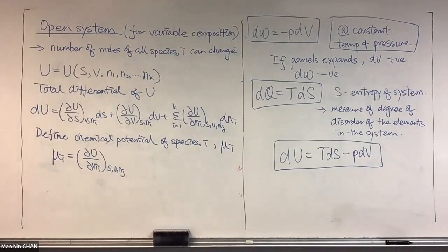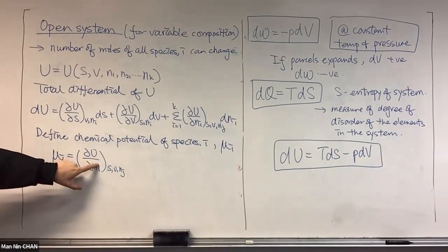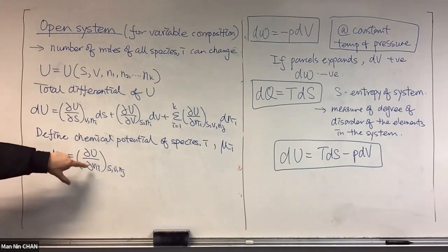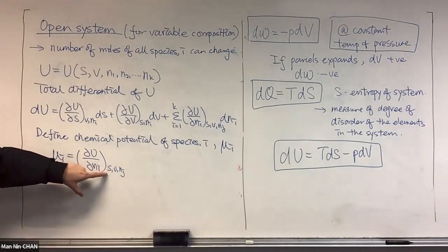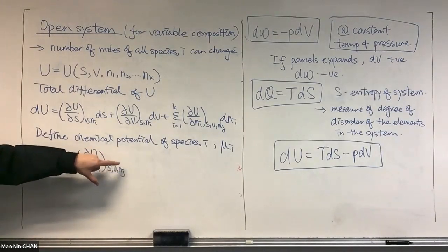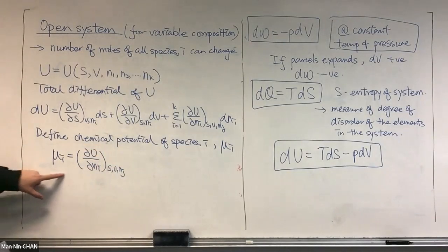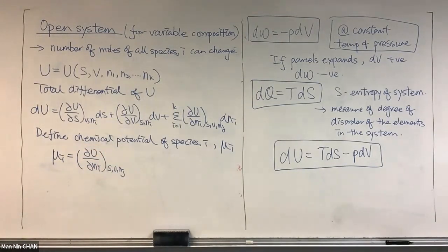So basically this means you are looking at the chemical potential, how the species contribute to your internal energy. By definition, you're looking at how your internal energy changes with respect to your species, holding the entropy, the volume, and all other species constant. We call this the chemical potential. This helps us understand how the species contribute to your internal energy.